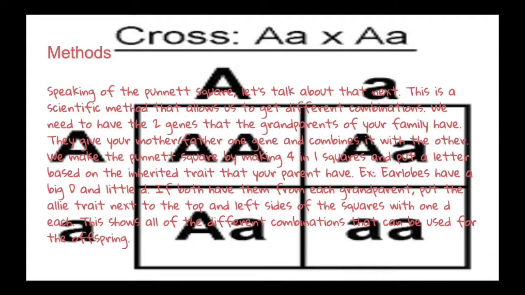This is a scientific method that allows us to get the different combinations. We need to have the two genes that the grandparents of your family have. They give your mother or father one gene and combine it with the other. We make the Punnett Square by making a 4-in-1 square and put a letter based on the inherited trait that your parents have. An example is earlobes having a big D and a little d. If both have them from each grandparent, put the allele trait next to the top and left side of the squares with one D each. This shows all the different combinations that can be used for the offspring.